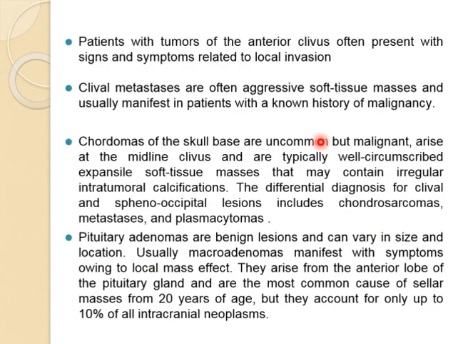Patients with tumors of the anterior clivus present with signs and symptoms related to local invasion. Clival metastases are often aggressive soft tissue masses that usually manifest in patients with known history of malignancy. Chordomas of the skull base are uncommon but malignant, arise at the midline clivus, and are typically well-circumscribed expansile soft tissue masses that may contain irregular intratumoral calcification. The chordoma presents with calcification. The differential diagnosis of clival sphenooccipital lesion includes chondrosarcoma, metastasis, plasmacytoma.